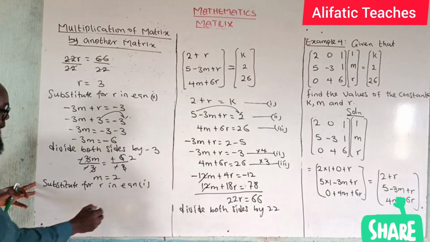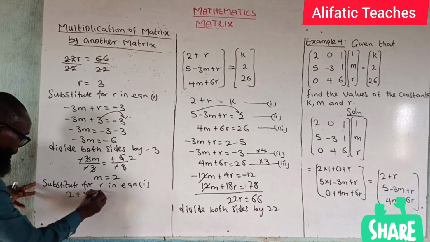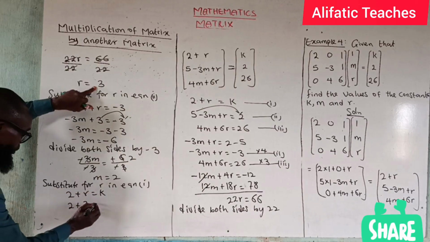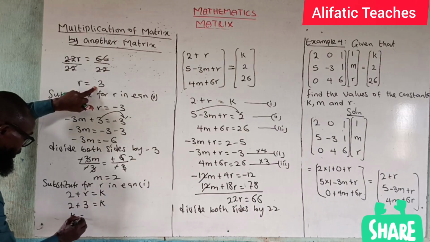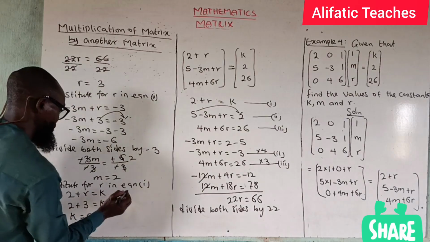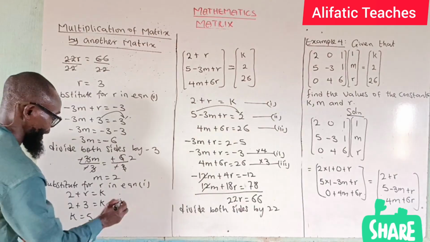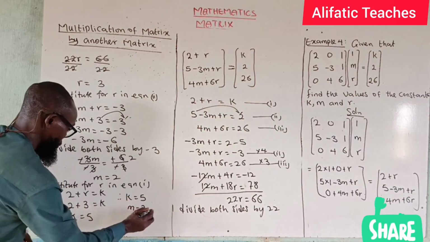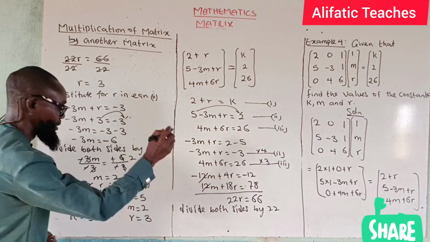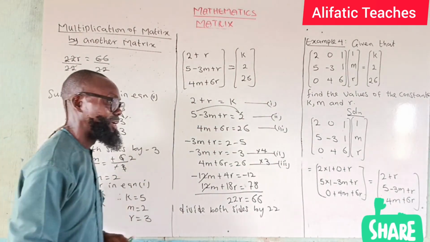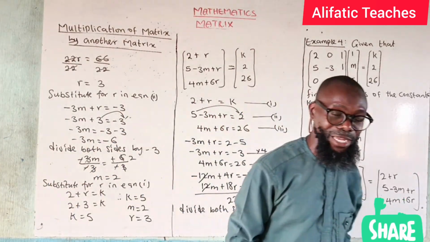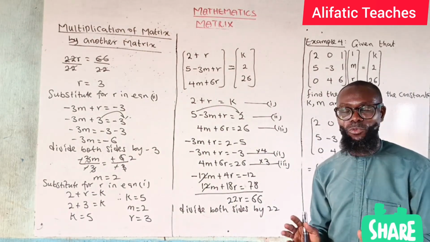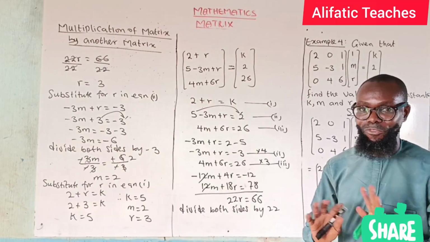So my equation 1 is 2 plus r equals to k. So 2 plus my r that we got is 3 equals to k. Therefore k equals to 5. Therefore the value of k equals to 5, m equals to 2, r equals to 3. So we are able to get the values of k, m, and r to be 5, 2, and 3. So this is the way to apply multiplication of matrices.